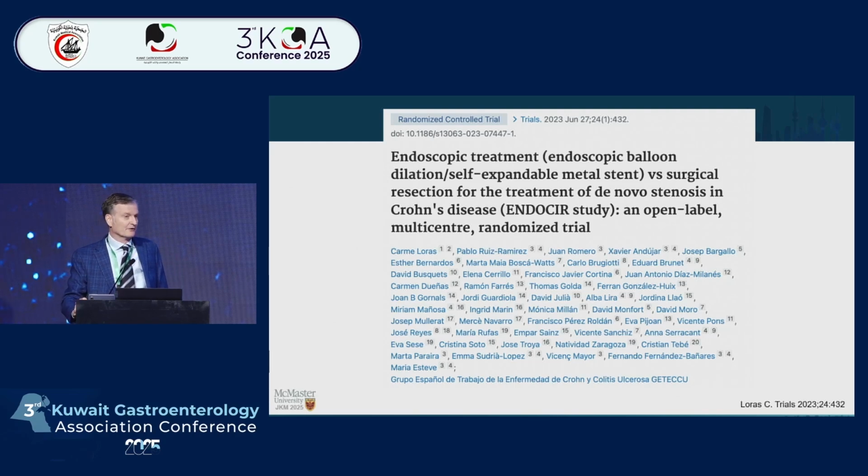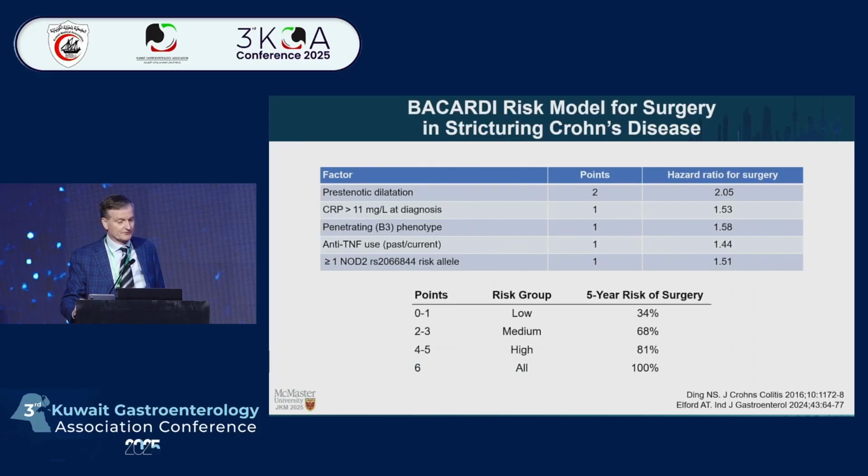That said, there are patients for whom we probably should go more directly to surgery, and this is a risk model which has been published called the Bacardi, looking at factors which may predict eventual surgery: pre-stenotic dilation, CRP elevation, penetrating phenotype at presentation, requirement for biologic therapy, and carrying a NOD2 risk allele. If you tick all of those boxes, in this analysis, you're 100% likely to eventually get surgery. And even if you hit 4 or 5, then you're about 80% likely. There's an argument that if you have a high Bacardi score, don't mess around with endoscopic therapy. You might as well just go straight to surgery because the patient's going to get there anyway.